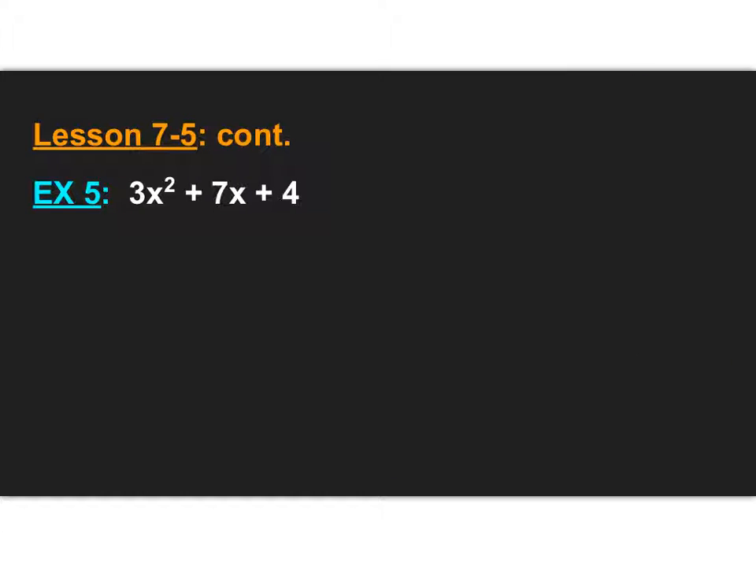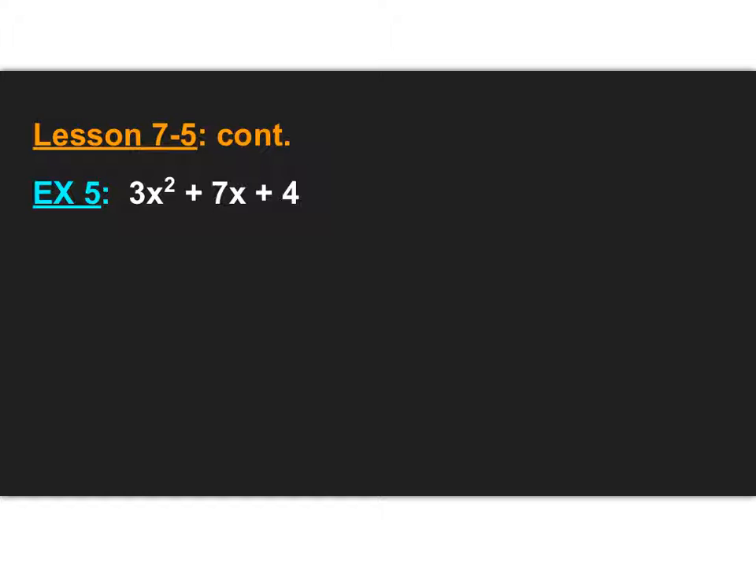Example 5. So again, go through your questions. First question, is there a greatest common factor? Look at 3, 7, and 4. 3 is the smallest, and it does not divide into either of these, so there is no number that's a greatest common factor. And they do not all share an x. 4 doesn't have one, so there is no greatest common factor. So the next question is it a binomial, a trinomial, or a polynomial? Since it's a trinomial, we need to test it.